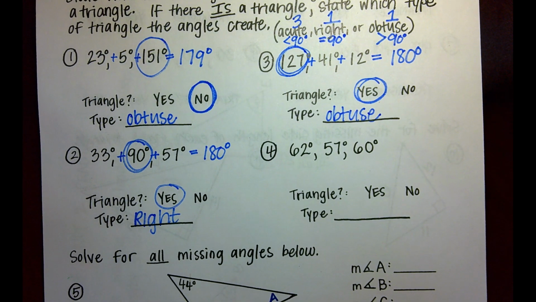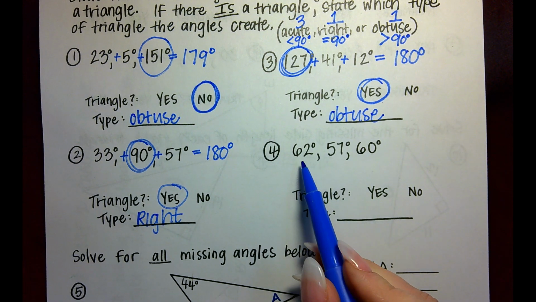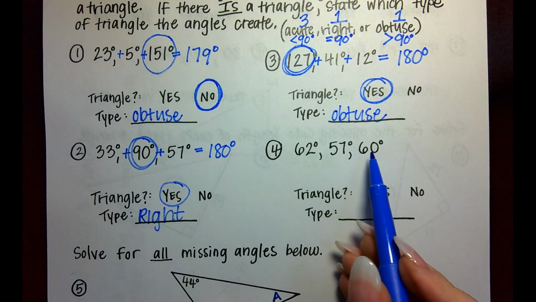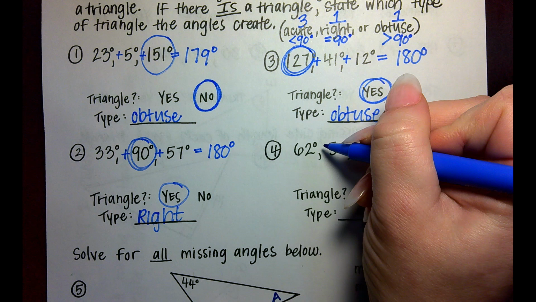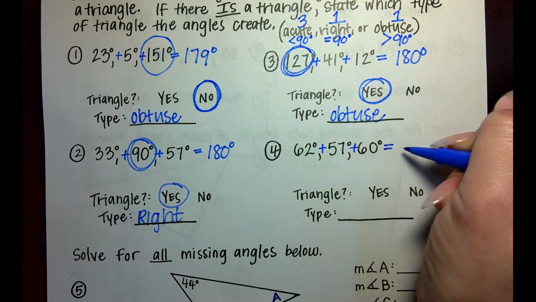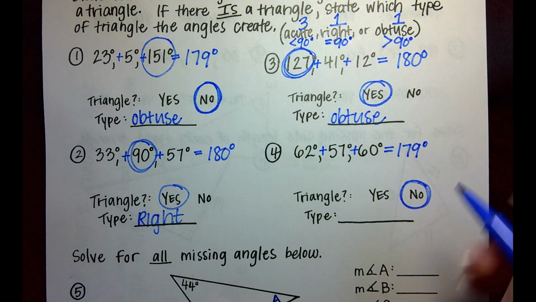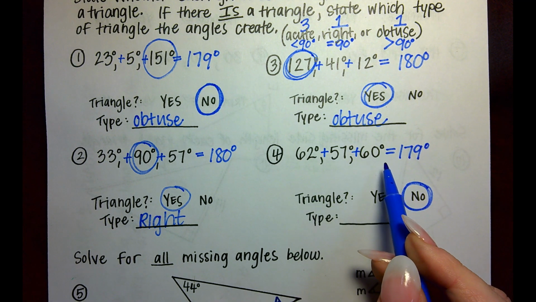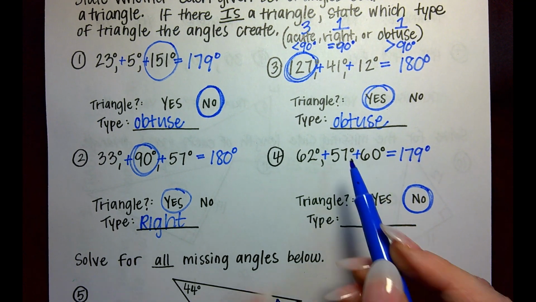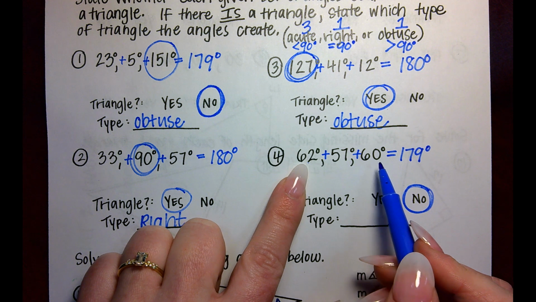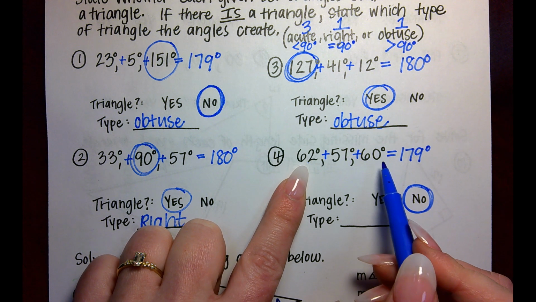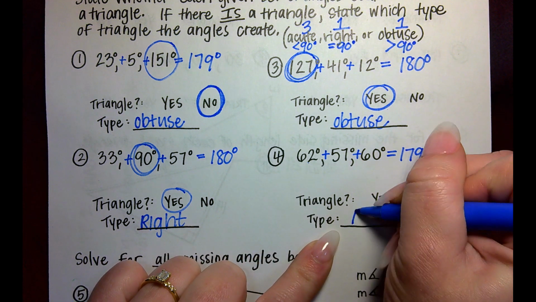Okay, now let's look at number 4. 62 degrees, 57 degrees, and 60 degrees. 179. Is it a triangle? Nope. And what kind of triangle is this? Acute. We have 3 angles, all 3 are less than 90.